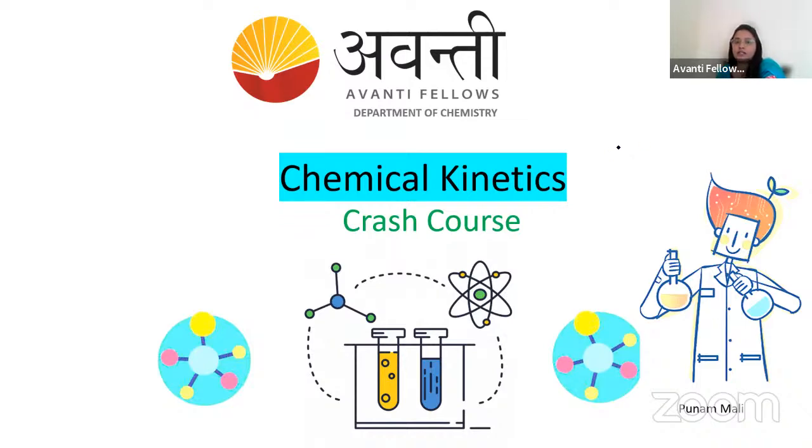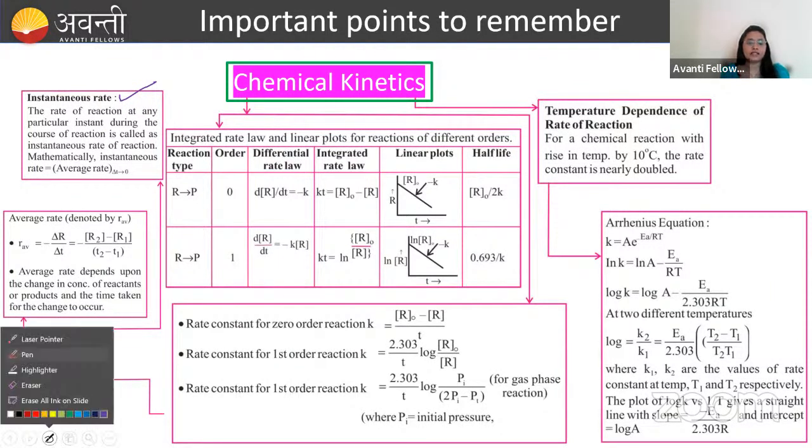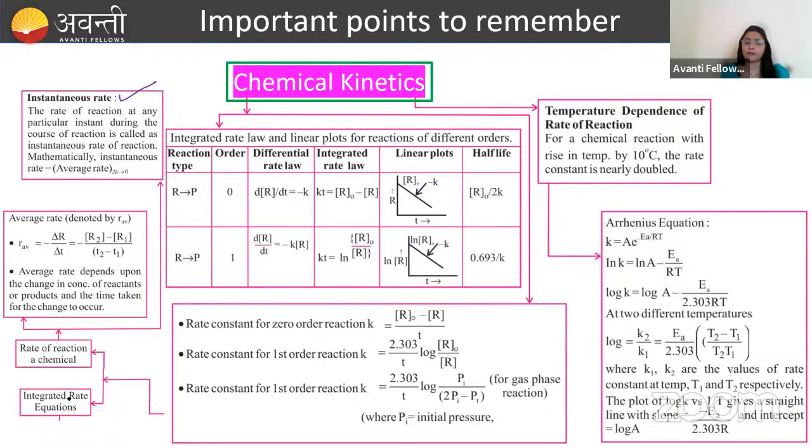So there are different things which are necessary in order to learn chemical kinetics. When we talk about chemical kinetics, we think about the instantaneous rate. So what is that instantaneous rate? The rate of reaction at any particular instant during the course of a reaction. At a particular instant, when the reaction is taking place at a particular time, what will be the rate of the given reaction? That is nothing but your instantaneous rate.